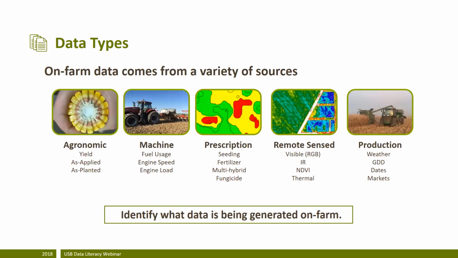When we think about data types, there's a variety of data that's generated on the farm. In this case, we're thinking kind of field level type data. But here's an example of how we organize some different data that's being generated today. That's agronomic data, machine data, prescriptions, remote sense data, and ultimately production data, all being important data streams that could bring information back to the grower. The important thing that we want to recommend here is identify what data is being generated on the farm, but we should also be thinking about what technologies are creating that data today.